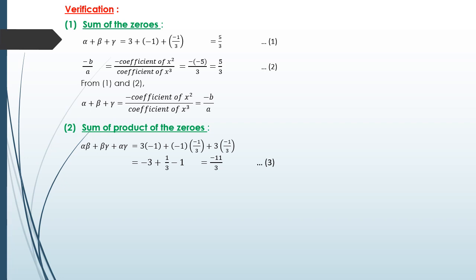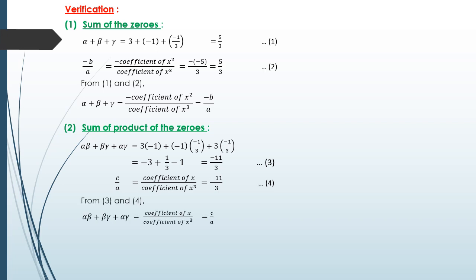Now we have to show that it is equal to c upon a, that is coefficient of x divided by coefficient of x cube. So coefficient of x here is minus 11 and coefficient of x cube is 3. So now from equations 3 and 4, you can see that both the values are equal. It means that alpha into beta plus beta into gamma plus alpha into gamma is equal to c upon a, that is nothing but coefficient of x divided by coefficient of x cube, right?